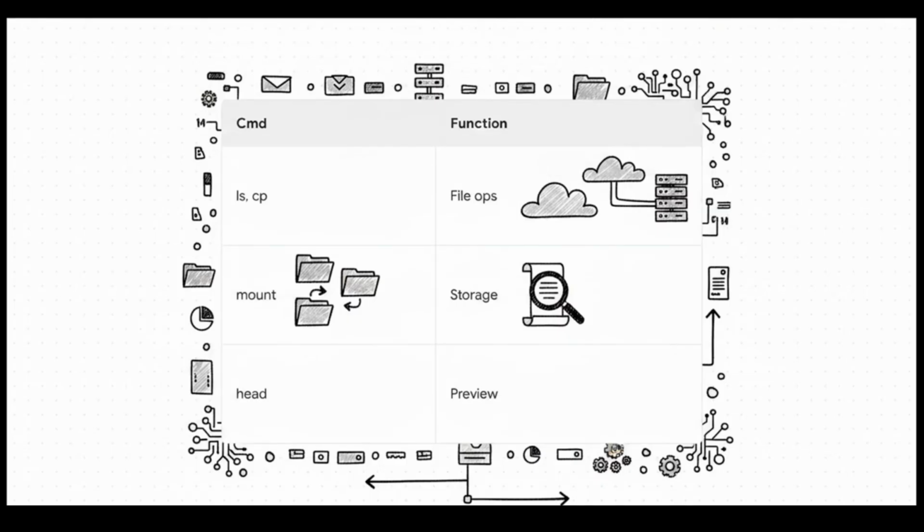Here are the core commands you need. You've got ls, cp, mv, and rm to list, copy, move, and delete files. Then you have mount and unmount, which let you seamlessly connect Databricks to external storage like AWS S3. And oh, the head command! This is a lifesaver. Instead of loading a massive multi-gigabyte dataset into memory just to check the schema, head simply grabs the first few lines safely, keeping your cluster from totally crashing.